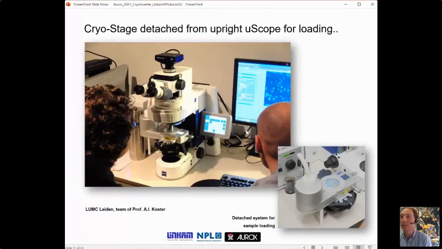This shows a standard upright system and illustrates the workflow so far. This has been tried and tested. It's possible to work like that, but there are still a few steps you need to do to load your sample. On the right-hand side, you can see where the stage is taken off the microscope, and you get full access to the sample chamber to load and manipulate your sample. But it is a few steps, and as mentioned before, it's that inverted microscope which you may not have as a biolab.